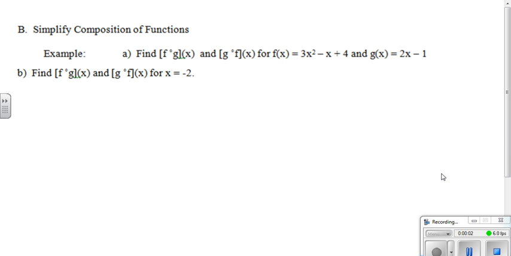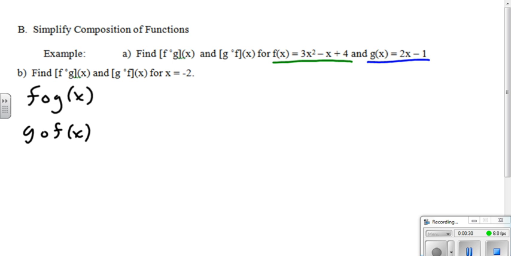Continuing on with our 7.7 lesson, we're going to go on to simplifying composition of functions. Now again, this is our f of g and our g of f functions. So if our f of x equals 3x squared minus x plus 4, and our g of x equals 2x minus 1, and we want to find f of g of x, and we want to find g of f of x. Again, these are going to be two different pieces.